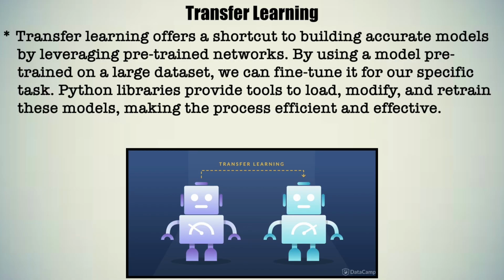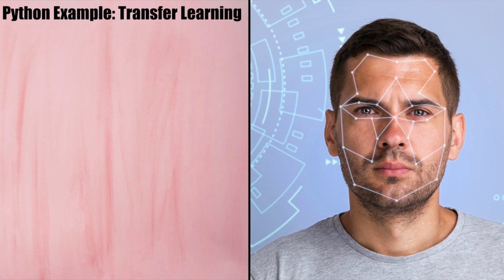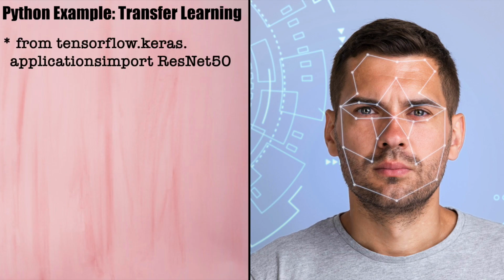So next one is transfer learning. Transfer learning offers a shortcut to building accurate models by leveraging predefined networks. By using a model pre-trained on a large dataset, we can fine-tune it for our specific tasks. Python libraries provide tools to load, modify and retrain these models, making the process efficient and effective. So some examples are there for transfer learning. One of the examples is here.